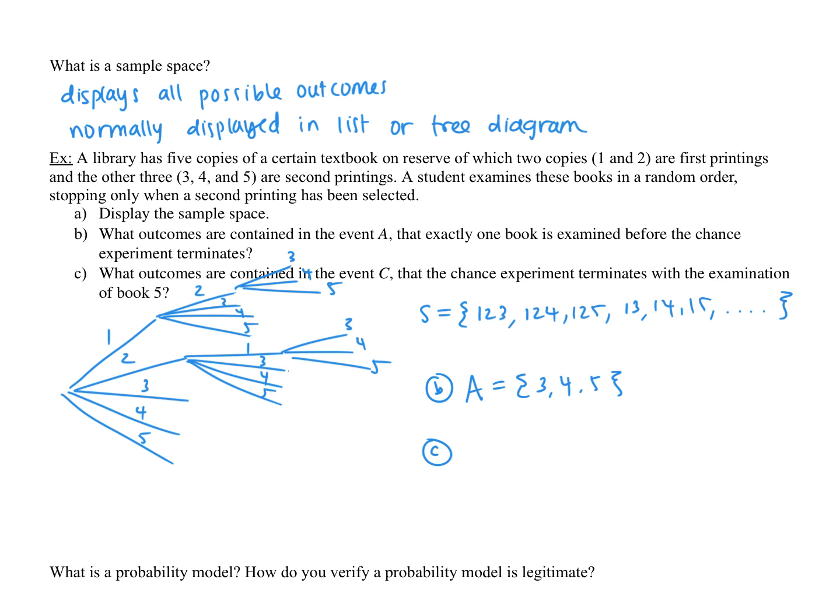And then C. What outcomes are contained in the event C that the chance experiment terminates with the examination of book 5? We're looking at our tree every time we end at book 5. So book 5 here, book 5 here, 5 here, 5 here, 5 there. So those are the ones that we are outlining. So we could have 1, 2, 5, 1, 5, 2, 1, 5, 2, 5, and then just book 5.